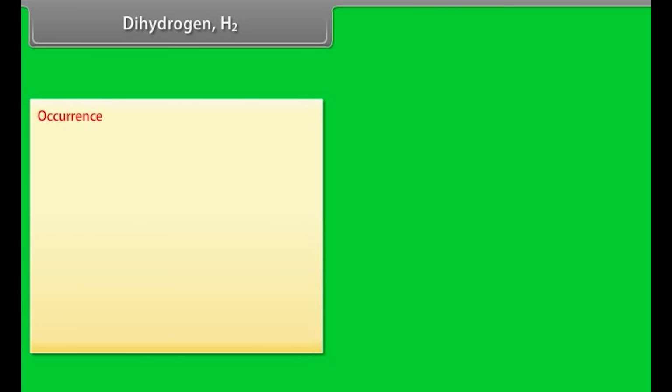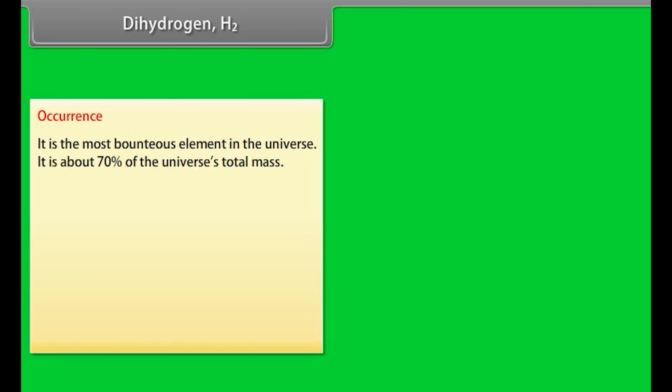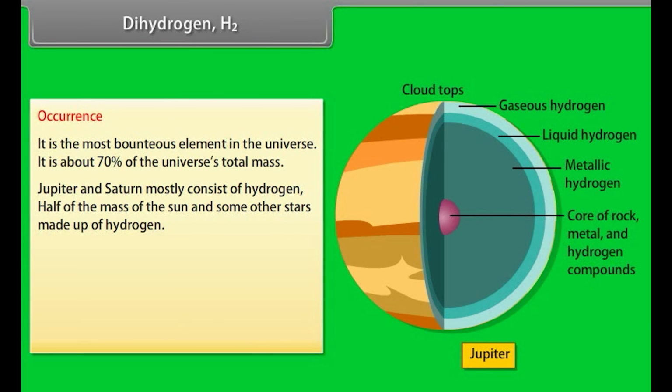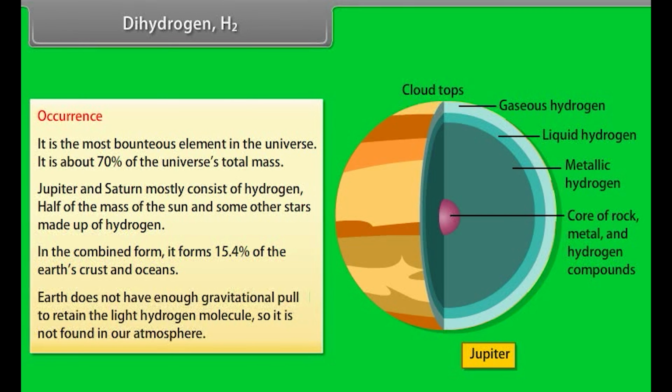Dihydrogen, H₂. Occurrence. Dihydrogen is the most abundant element in the universe. It has about 70% of the universe's total mass. Jupiter and Saturn mostly consist of hydrogen. Half of the mass of the Sun and some other stars is made up of hydrogen. In the combined form, it forms 15.4% of the Earth's crust and oceans. Earth does not have enough gravitational pull to retain the light hydrogen molecule, so it is not found in our atmosphere.